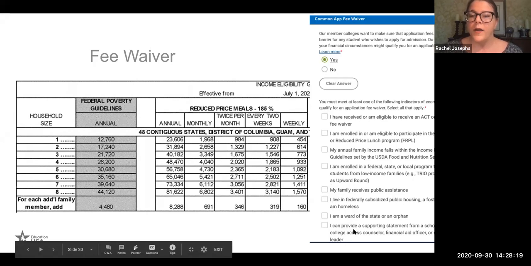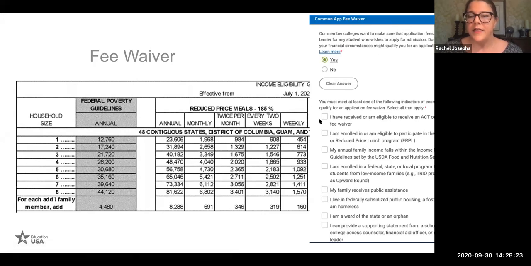However, the one that my students would use as international students is this one: my annual family income falls within the income eligibility guidelines set by the USDA Food and Nutrition Service. So that's really the only reason, but as well as maybe the last one, I can provide a supporting statement from my school college access counselor, financial aid officer, or school leader saying that I have financial need, that this would be a barrier for me.